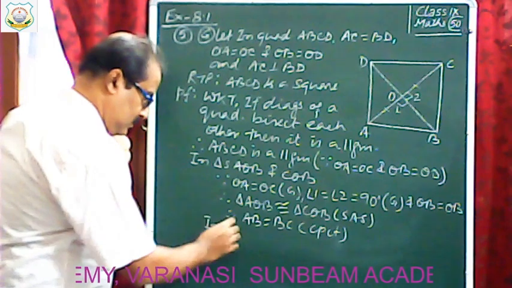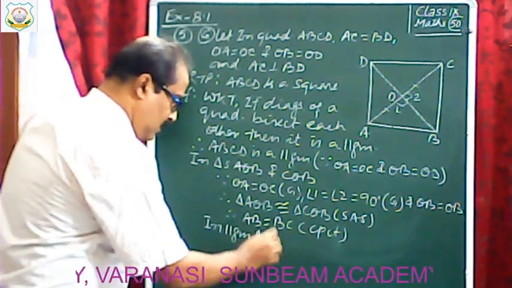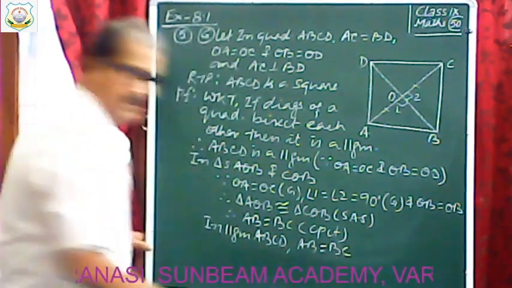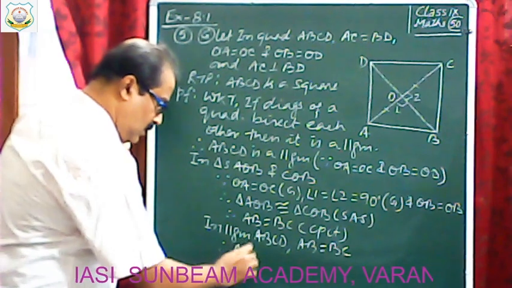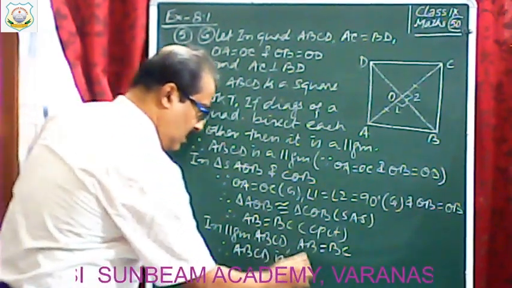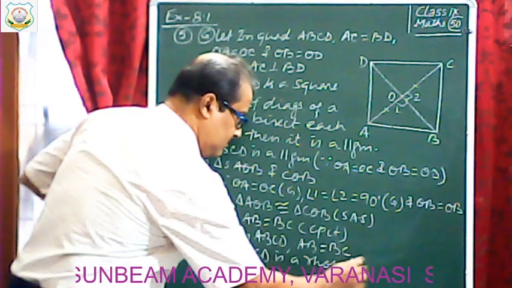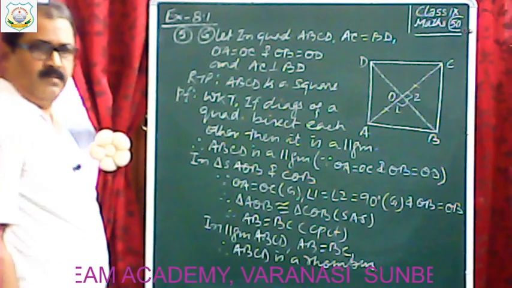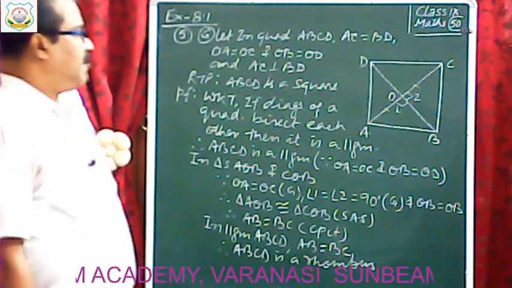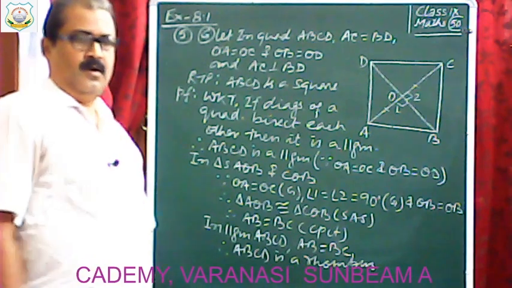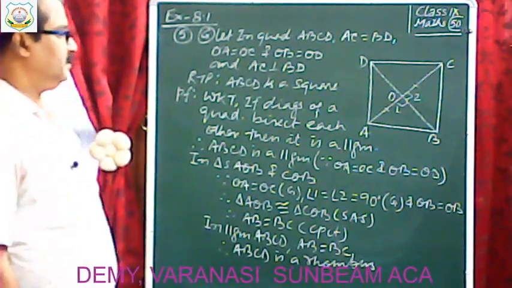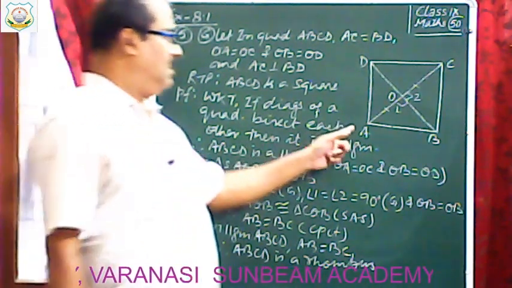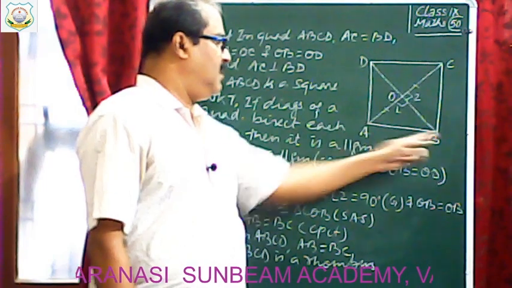So in parallelogram ABCD, AB equal to BC, so therefore ABCD is a rhombus. Now thereafter you have to prove one of the angles of rhombus is 90 degree. Then it is a square. So how to prove? Let's see. If you consider triangle ABC and BAD.